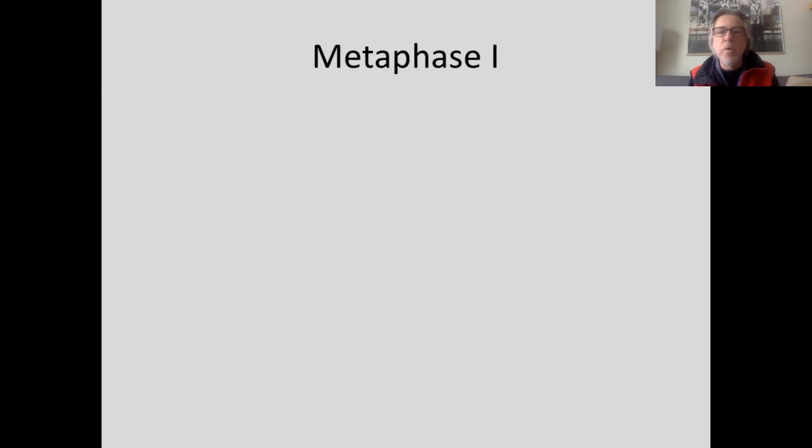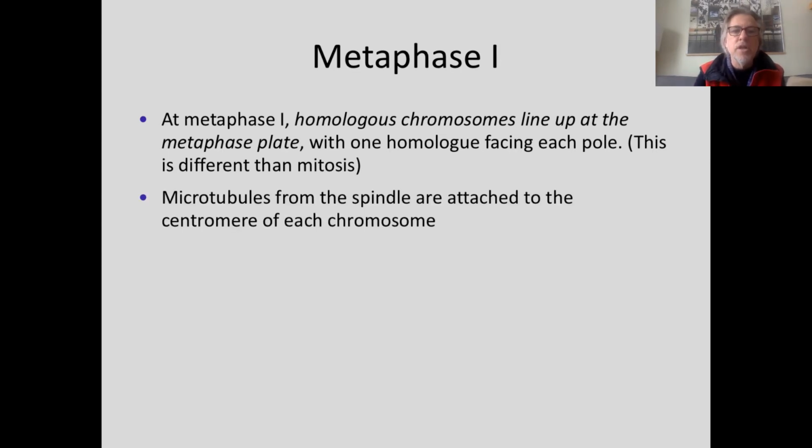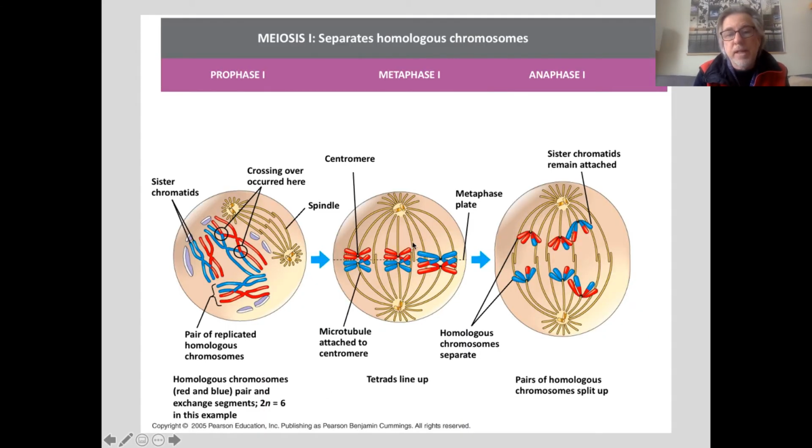Next, we'll go on to metaphase 1. Can you guess what happens here? Well, it's different from mitosis, but similar. In metaphase 1, the homologous chromosomes line up at the metaphase plate with one of the homologs facing each pole. And this, as I said, is different than mitosis. The microtubules from the spindle are attached to the centromere of each chromosome. And then you know what this is in preparation for, pulling them apart. But let's look at the diagram of metaphase. You can see that the chromosomes are lined up along the metaphase plate.